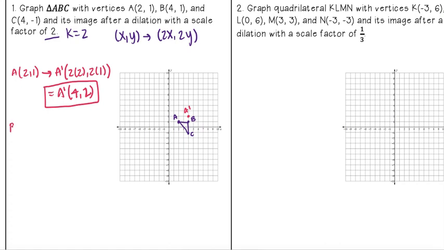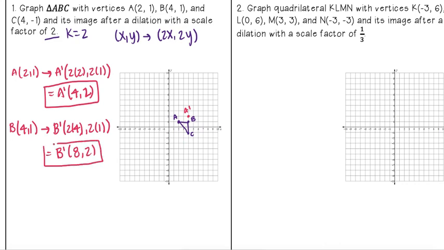Okay, and then B, (4, 1). B prime, I'm going to multiply 4 and 1 by 2, so I'm going to have 2 times 4 and 2 times 1. So that means that B prime is going to be (8, 2). So I'm going to go 8 and then 2.